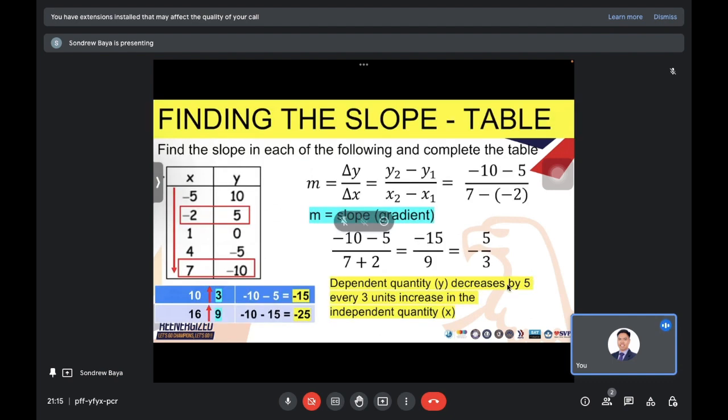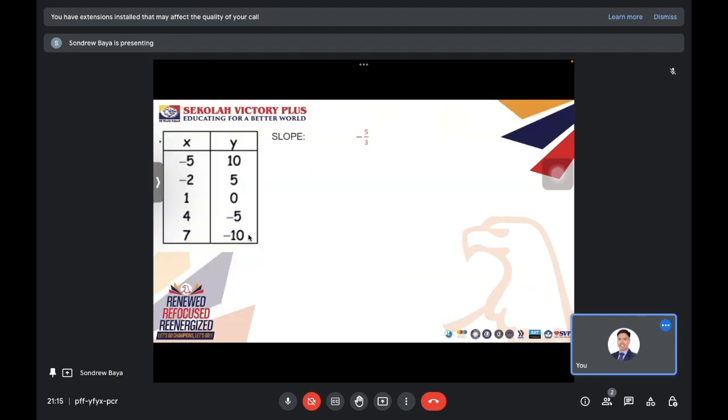If you are confused, you can pause this video and study once again how to find the slope. Now, suppose we already have found the slope. This particular slope tells you that the y quantity, since this is negative, decreases by 5 every 3 units increase in x. Every time you increase x by 3 units, y decreases by 5 units because this is negative. So the y-intercept is unknown. Again, we don't know the value of y when x is 0.